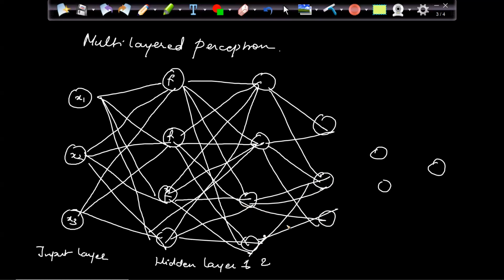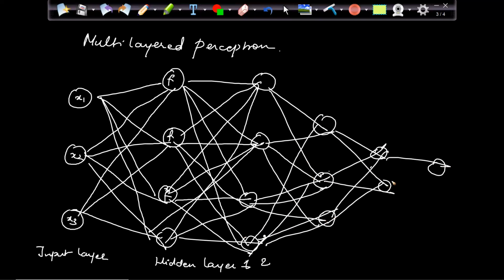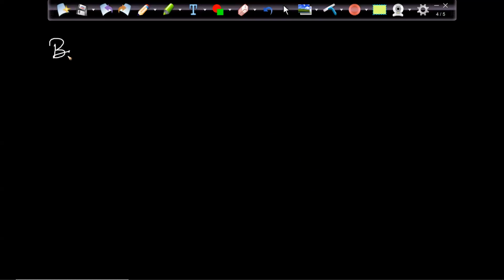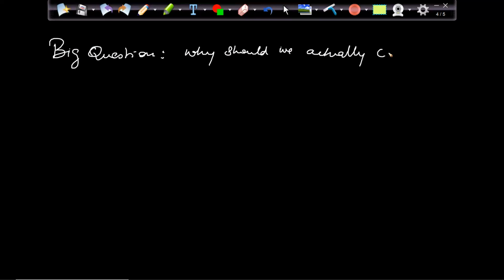It's a very web-like structure, right? So it's like a web. And you can see like this, and then finally I'm getting the output. That is how my network is created. But the big question that comes to our mind is, why should we actually care about multi-layer perceptron?